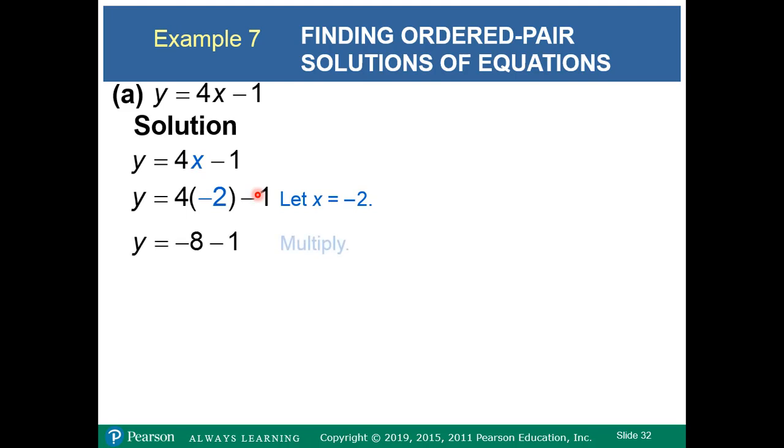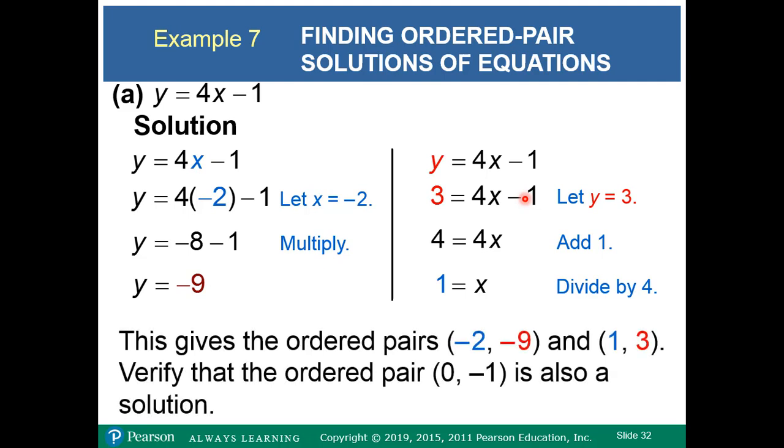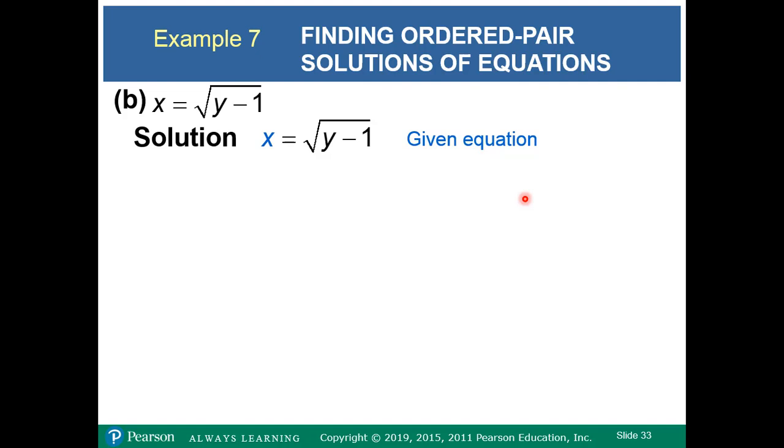So we let x equal -2, multiply, and we get -9 for y. So in this case, we let y equal 3. So you could also plug in for y and see what you get for x. So x equals 1. Okay, so this gives the ordered pairs (-2, 9) and (1, 3). And we also have that the ordered pair (0, -1) is also a solution. So there are 3 solutions. Those are not the only 3, but they are 3 solution points.